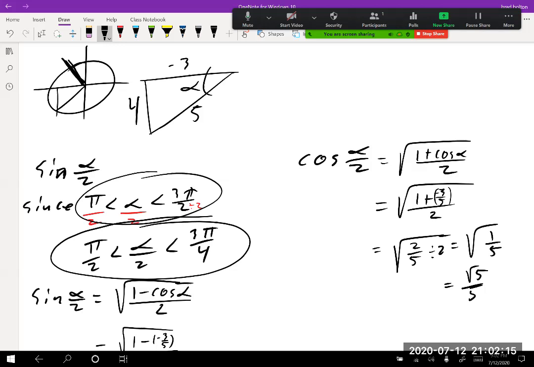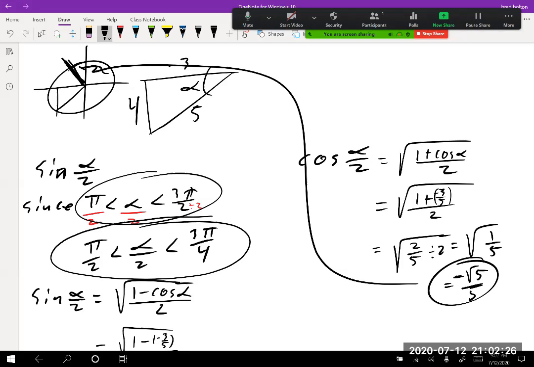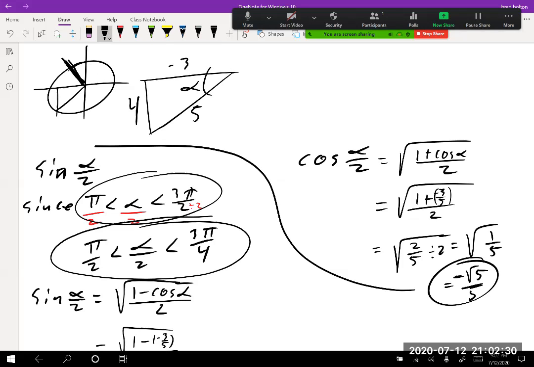Okay. However, in quadrant 2, what is cosine? Cosine is negative in quadrant 2, right? Right there, quadrant 2. Oh, that's really ugly. Cosine is negative in that quadrant. Okay, so that's how you can use the half angles to solve some problems.